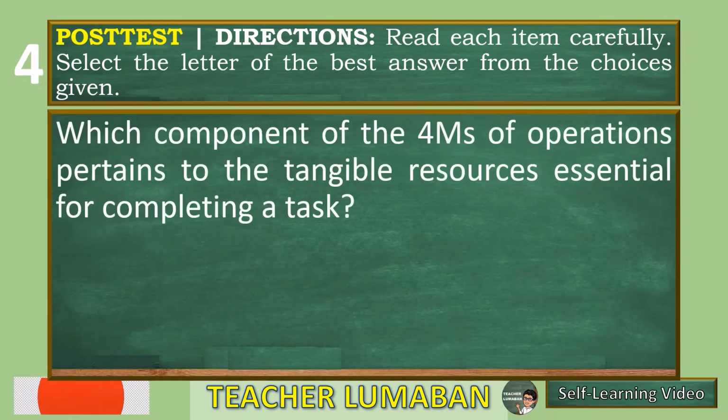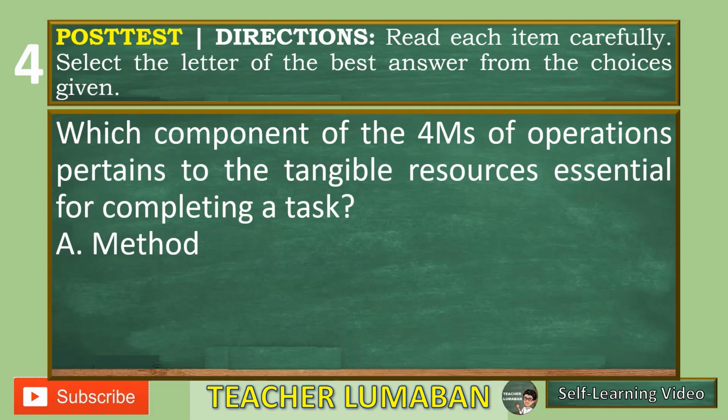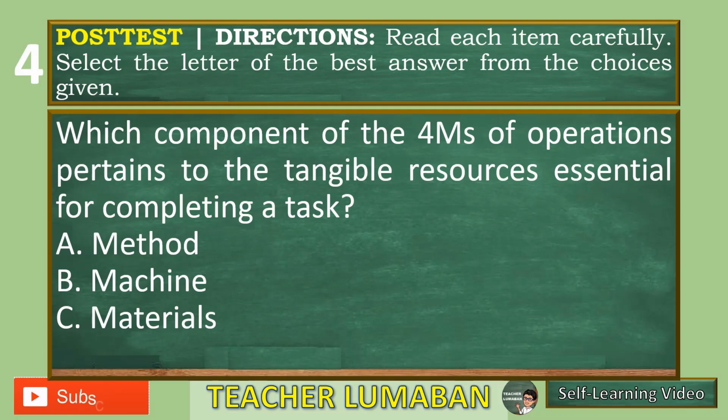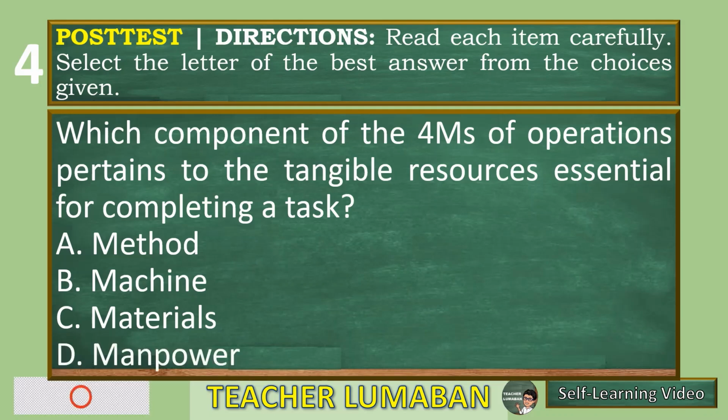Which component of the 4Ms of operations pertains to the tangible resources essential for completing a task? A. Method. B. Machine. C. Materials. D. Manpower.